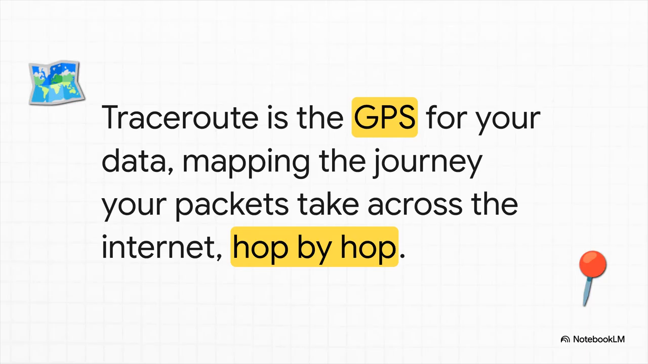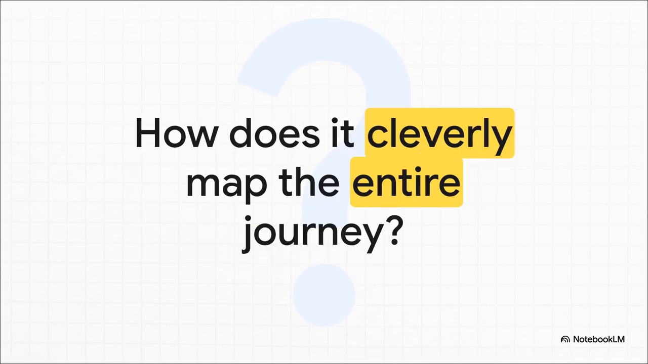So if ping is like shouting into a canyon, Traceroute is like the GPS for your data. It doesn't just tell you that you arrived at your destination, it gives you the full turn-by-turn directions. It shows you every single router, we call them hops, that your data passes through on its way. But here's the really mind-bending part. How can your computer possibly map out a path it's never seen? It doesn't start with a map of the internet. It actually builds the map as it goes along, using this brilliant little trick.